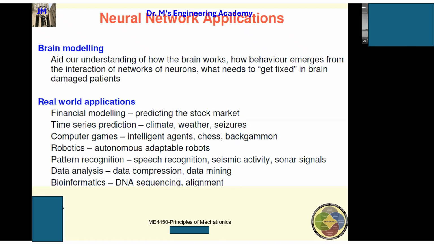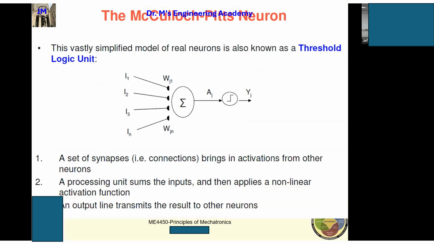Robotics. See, this is our job. Autonomous, adaptable robots. Pattern recognition and speech recognition, seismic activity for sonar signals, data analysis, data compression, data training, bioinformatics, DNA sequencing, alignment. So the neural network is very, very useful for us. For our case, robotics, industrial robots, and how we use the neural network to do something for our industrial robots.